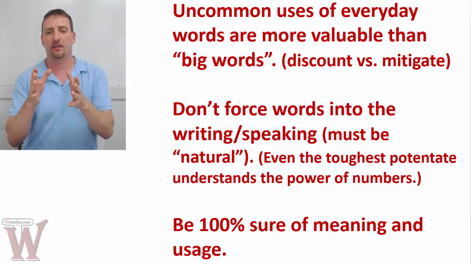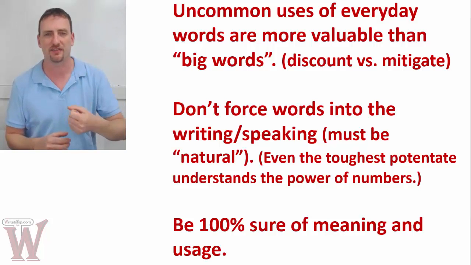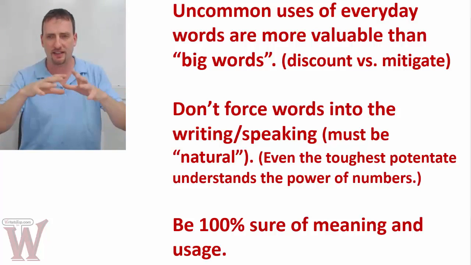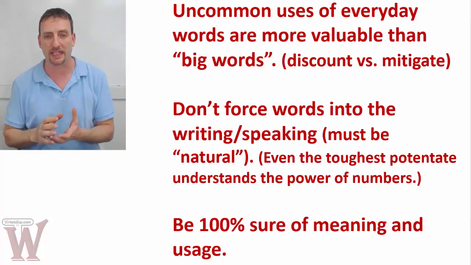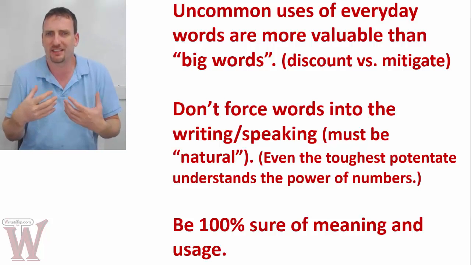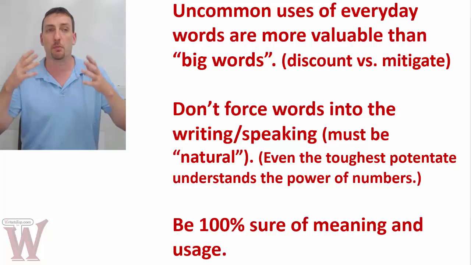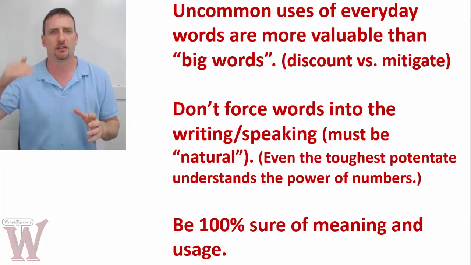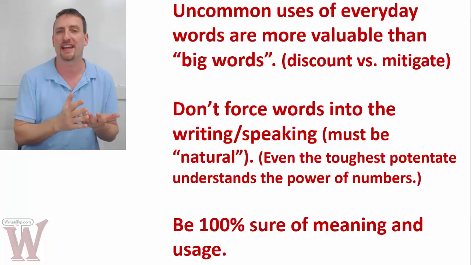Okay? Now, why not just say even the toughest ruler, even the toughest king, even the toughest dictator understands the power of numbers? Numbers meaning the power of the people, right? You don't want to get all the people angry because it doesn't matter how strong you are, numbers always win. But potentate just doesn't seem natural. Now, what does this tell the grader? It tells the grader that you memorized a bunch of big words and you're just trying to stick them into your essay to get the higher score. You will not get the higher score. If anything, it'll work against you.